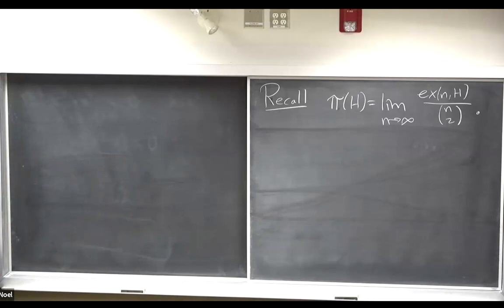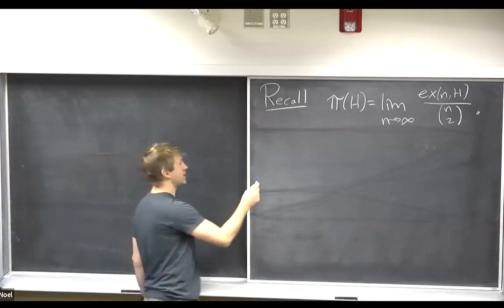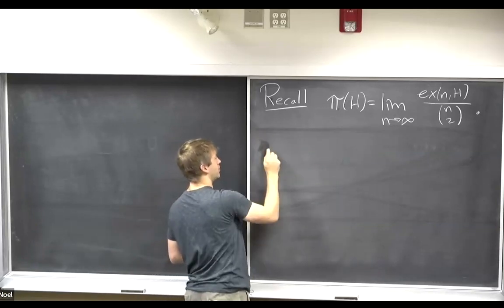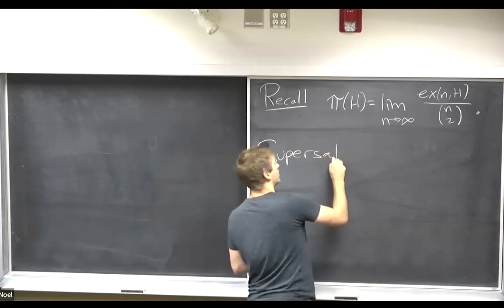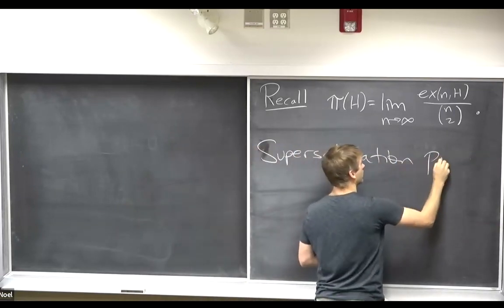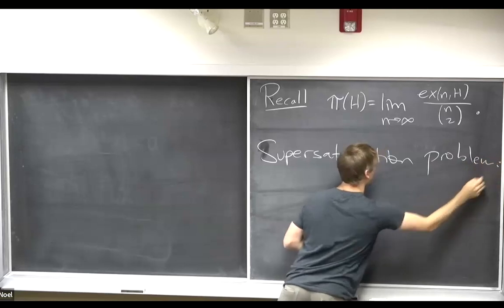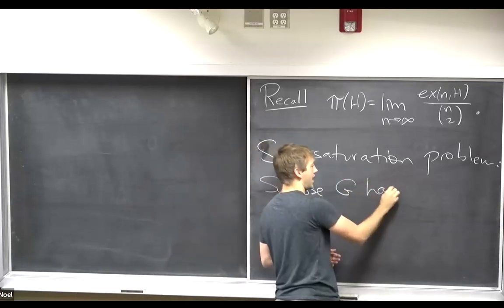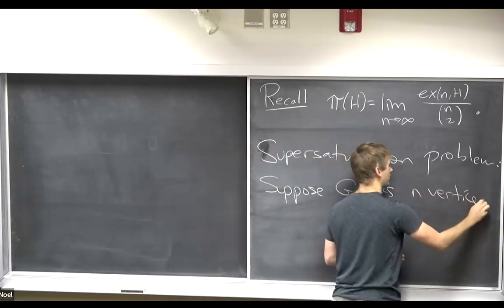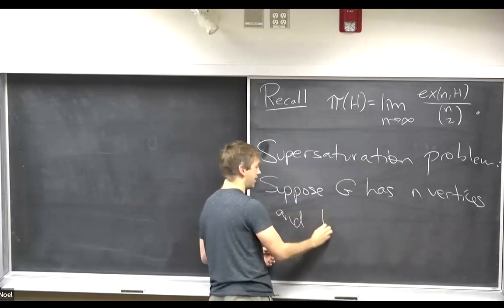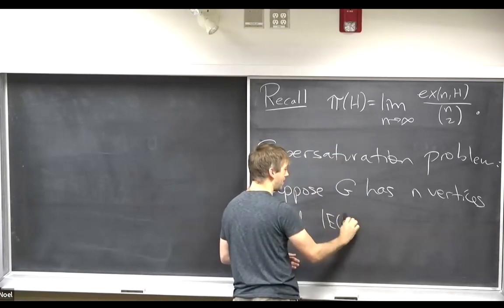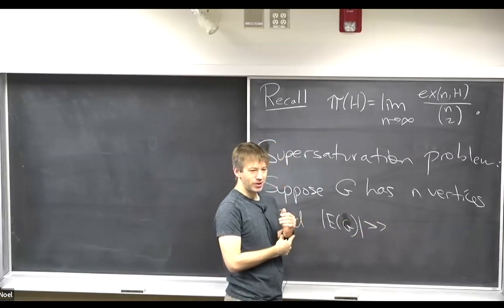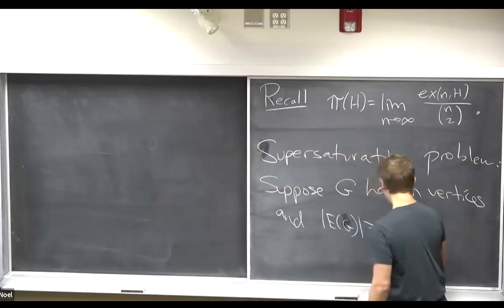Okay, so we're going to continue doing some supersaturation stuff. If we recall the supersaturation problem, the idea is we suppose G has n vertices and the number of edges in G is a lot bigger, where "a lot bigger" maybe changes depending on what we're proving, but a lot bigger than the extremal number.